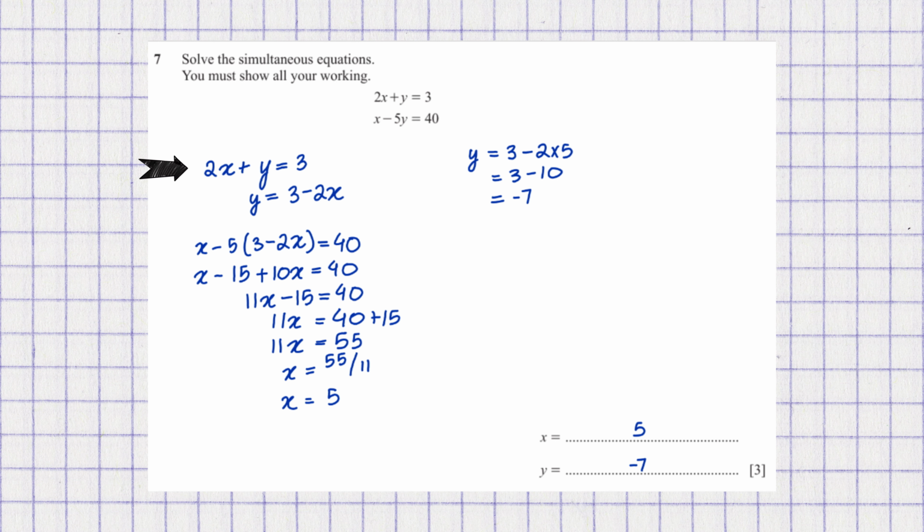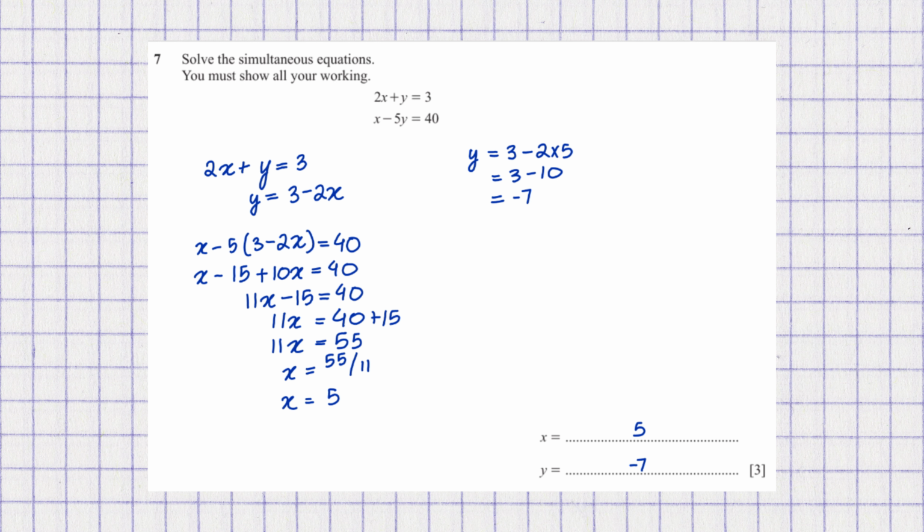So first, I'm going to rearrange this equation so that we have y in terms of x. To do that, we subtract 2x from both sides. This gives us y = 3 - 2x. Next, we substitute 3 - 2x in place of y into the other equation. This gives us x - 5 multiplied by (3 - 2x) = 40.